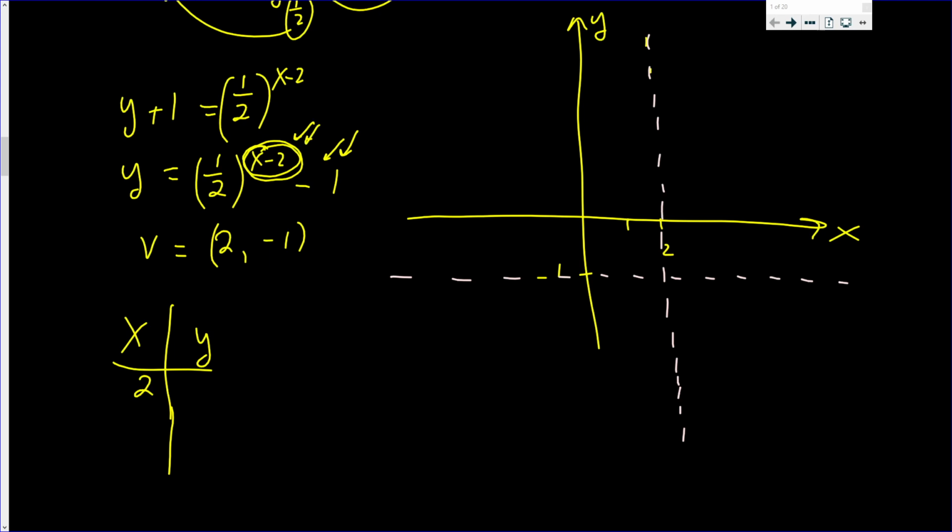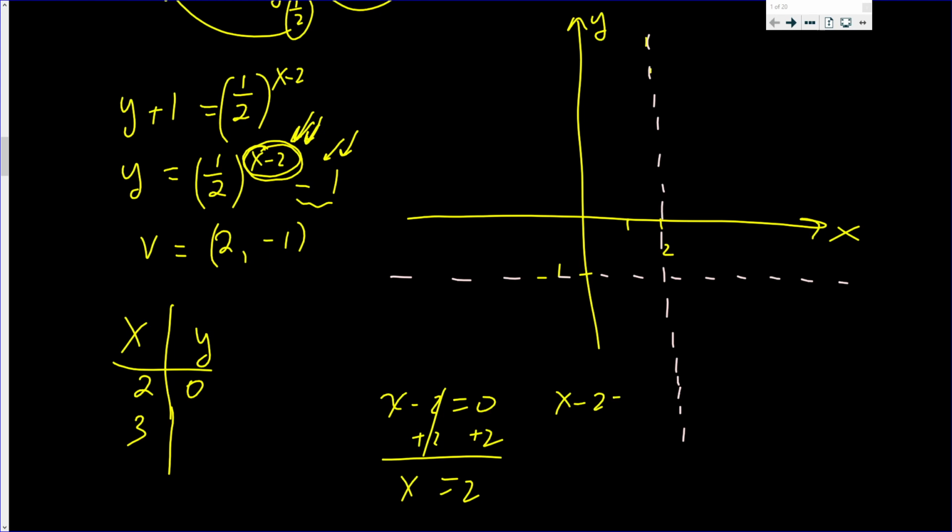Half to the 0 is 1. Take away 1, you get 0. What makes this power 1? Well, that's when x is 3. I mean, if you need to solve this and write it down, fine.